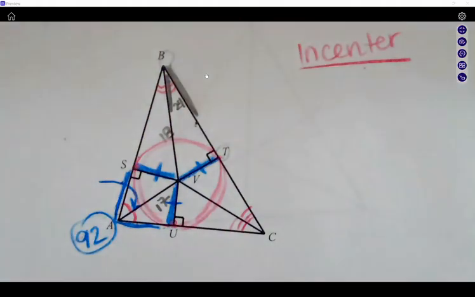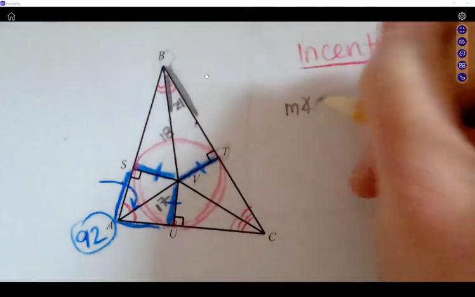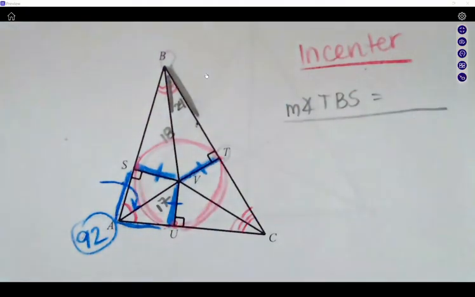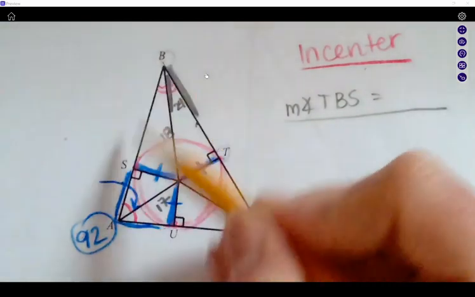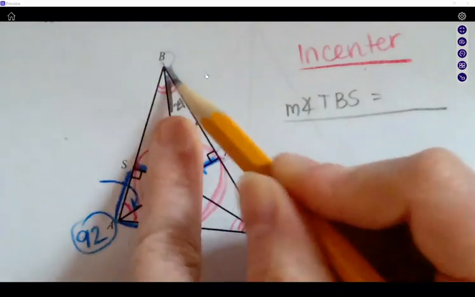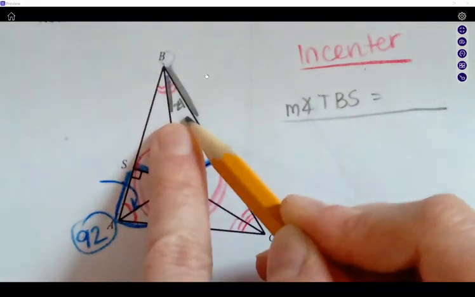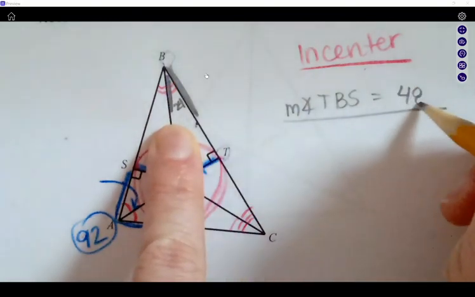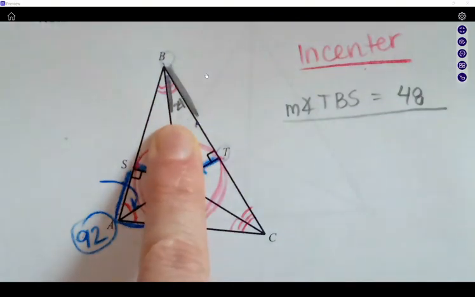Okay, we are asked to find the measure of angle TBS. So angle TBS, that's this overall big angle for vertex B. If we know half of it's 24, what's the entire measure? 48. Is there work to be shown here? Not really. The only work that's to be shown is labeling your figure. That's really it.